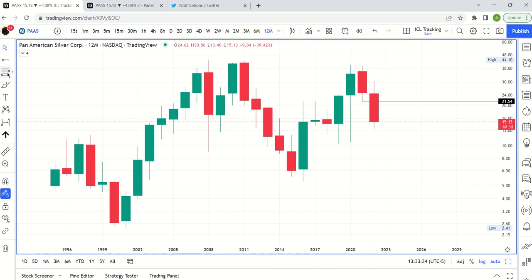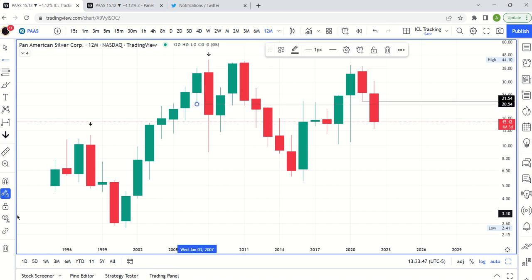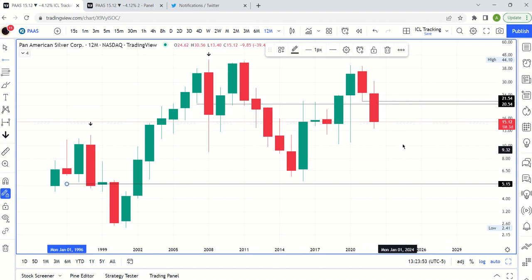The first thing I'll draw your eye to is that we have a swing high on the annual chart, the yearly chart. The general principle is that the higher the time frame, the more important the signal. So when you get a signal on an annual chart, that is really important. If it's bearish, it means you probably want to run for the hills. I've marked the swing highs with arrows here.